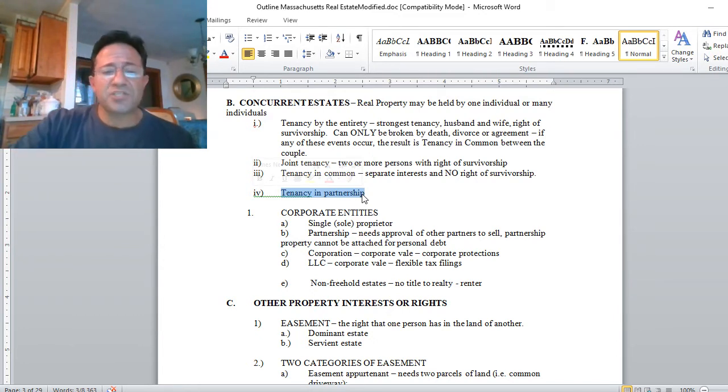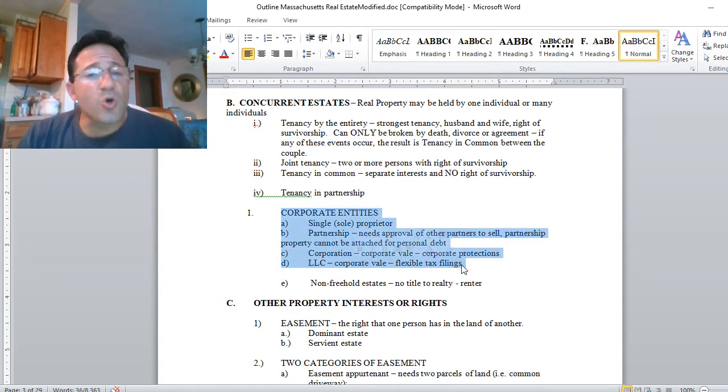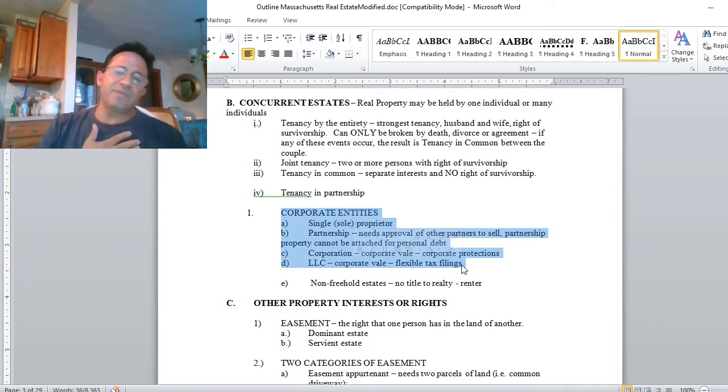I added a little section here for corporate entities because they do talk about it in the book, but they really don't explain what they are. So when you have a sole proprietorship, that means that I have a business. Let's say I have a coffee shop. I never incorporated with the state.